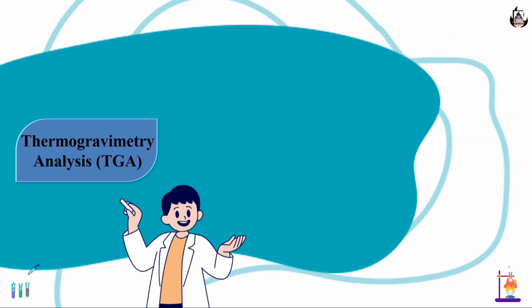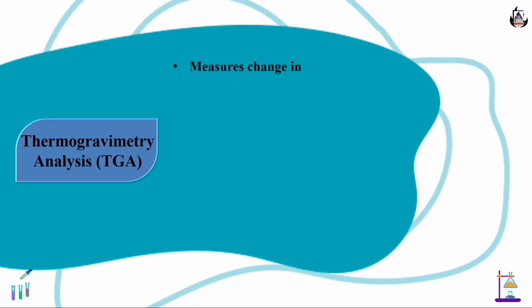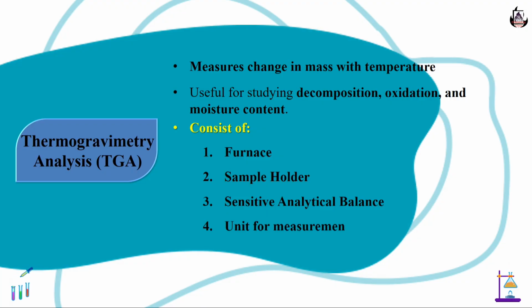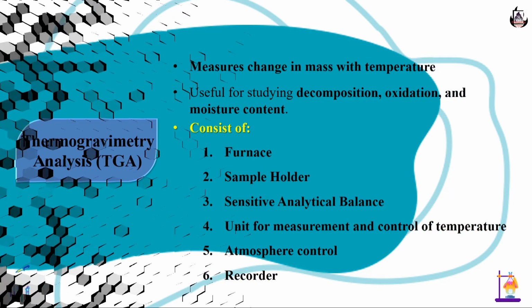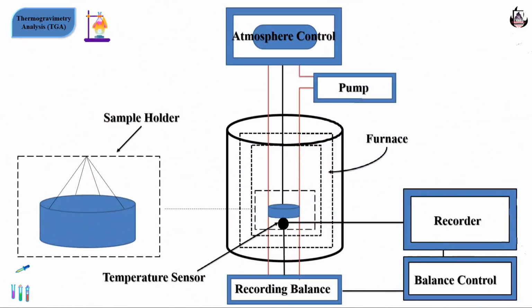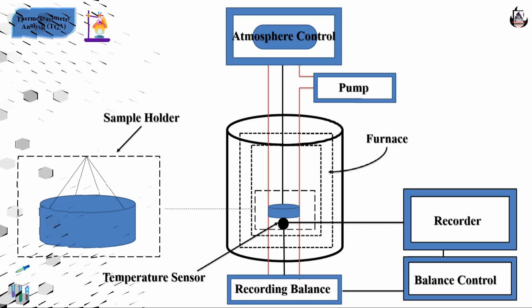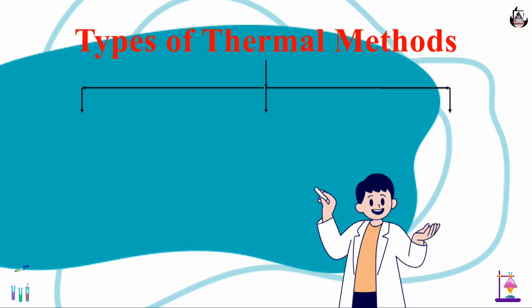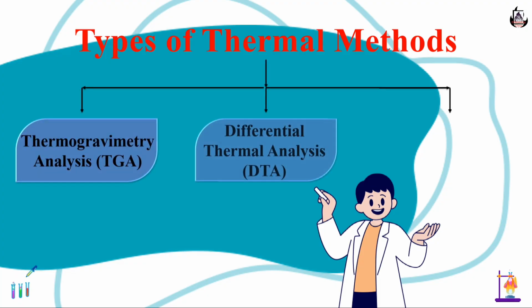Let us now focus on thermogravimetric analysis. It measures change in mass with time. It is useful for studying decomposition, oxidation, and moisture content. A TGA instrument consists of the following apparatus: furnace, sample holder, sensitive analytical balance, unit for measurement and control of temperature, atmosphere control, and recorder. And a typical TGA instrument looks like this. So till now we have covered introduction to thermogravimetric analysis.